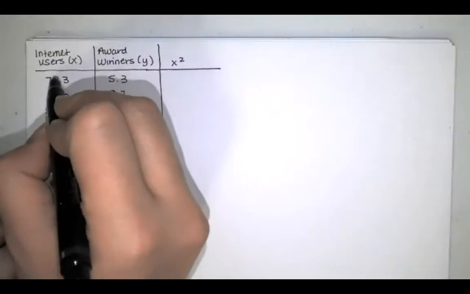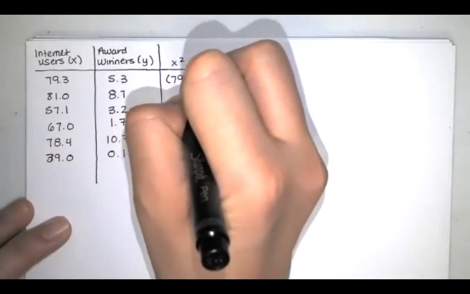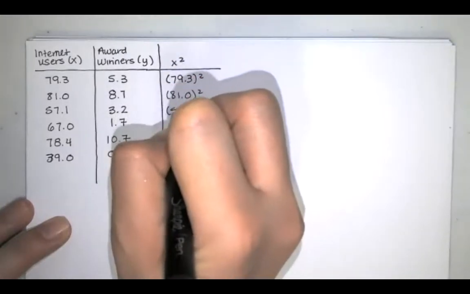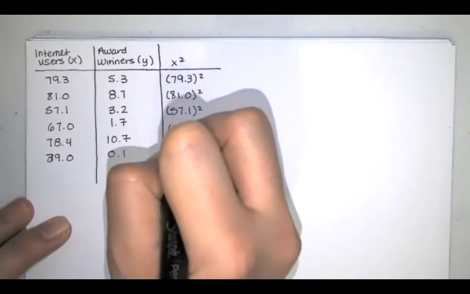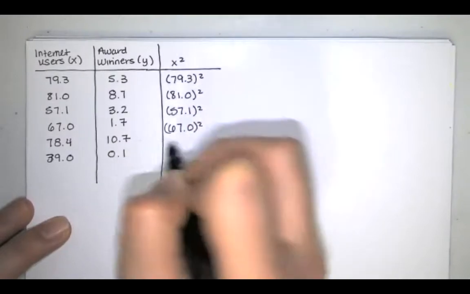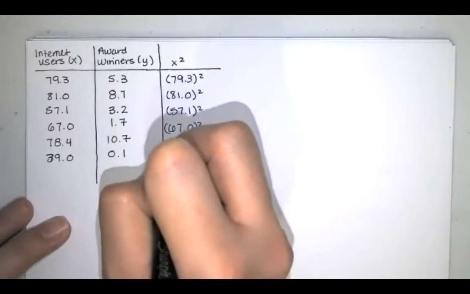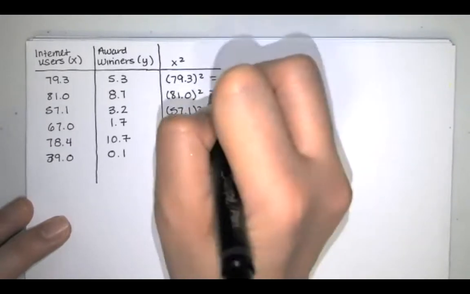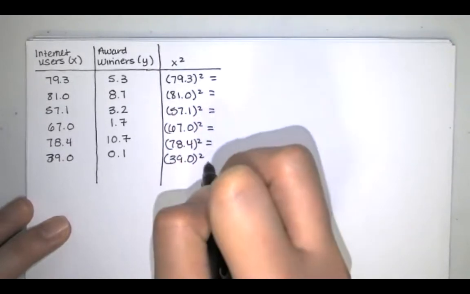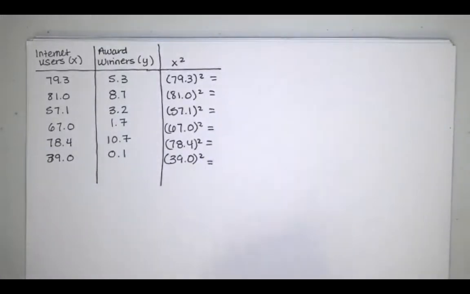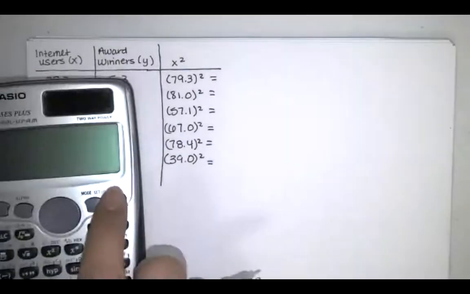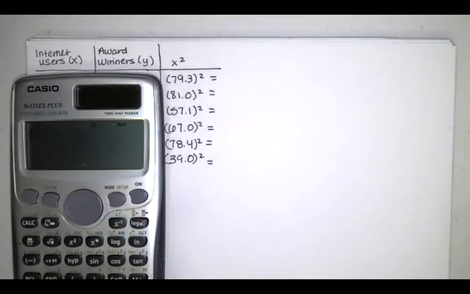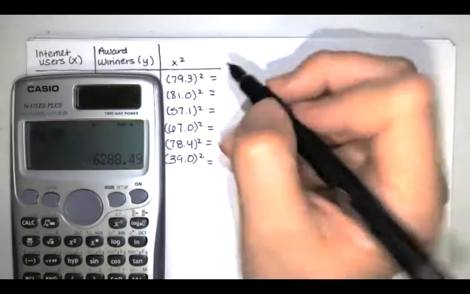So for the x squared column, I'm just taking each of my x values and I'm squaring them. And that's really it. Now you're going to type all of these into your calculator and actually find out what those numbers squared are. And that's why we typically use technology for something like this. Even when we're using the formula, we might use Excel for this. So it's just a little tedious.